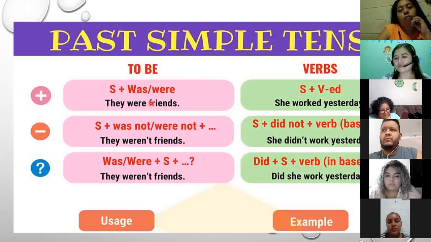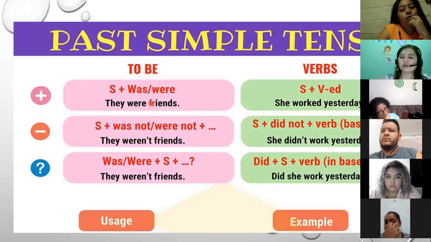So yo quiero decir una oración en pasado simple, usando el verbo to be, voy a usar los auxiliares was and were, okay?